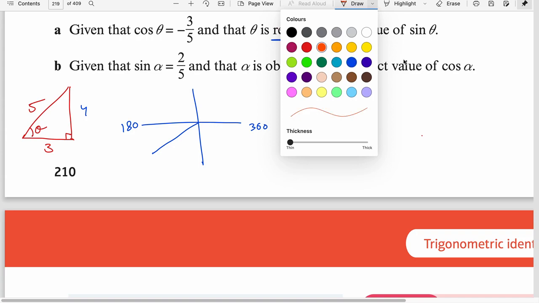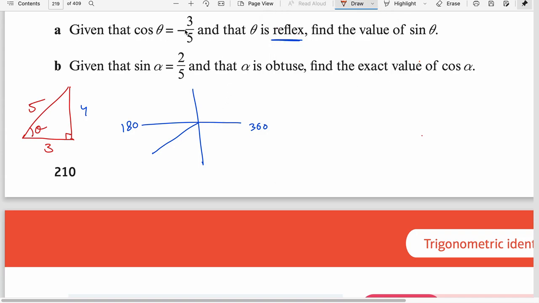That's the correct answer. So cos is negative. Being reflex and negative, it must be in the third quadrant. So this is where we are. It says find the value of sine theta. Looking at my triangle, sine theta is perpendicular over hypotenuse, that is 4 by 5. But we know it lies in the third quadrant and there sine is actually negative. So this is our answer: sine theta is negative 4 by 5.